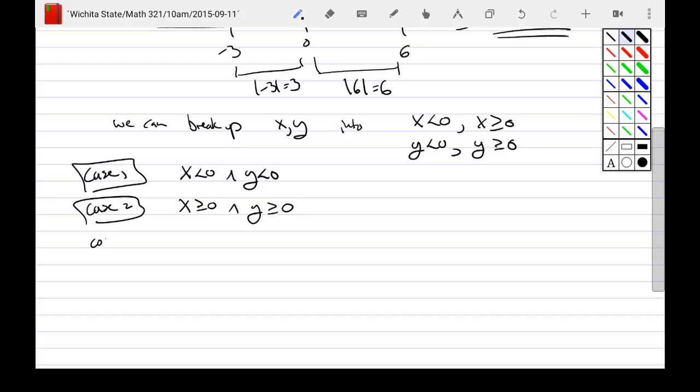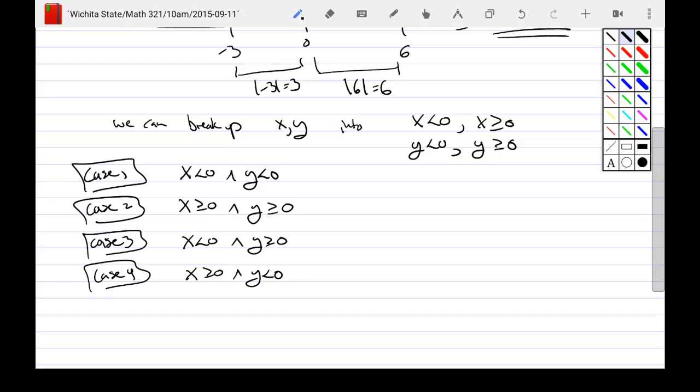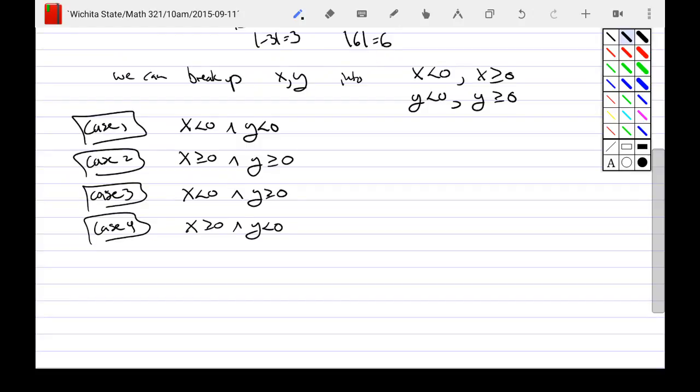Well, what would case 3 be? Well, how about x is less than 0 and y is greater than or equal to 0? And what's case 4? Well, what if x is greater than or equal to 0 and y is less than 0? Is everybody okay with those being the four ways that I could pick x's and y's in terms of how they behave with the absolute value? Every one of those cases will behave differently for its absolute value.